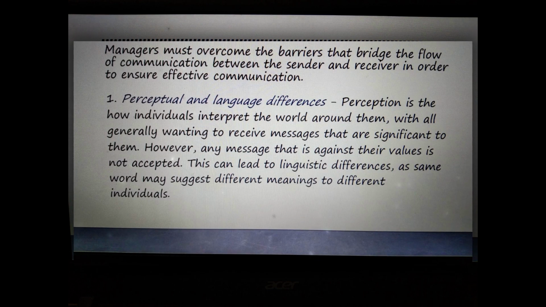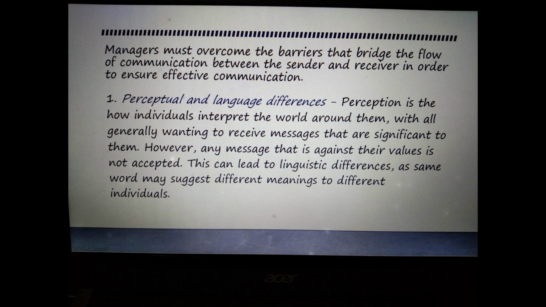Next is perceptual and language differences. Perception is how individuals interpret the world around them, with all generally wanting to receive messages that are significant to them. However, any message that is against their values is not accepted.